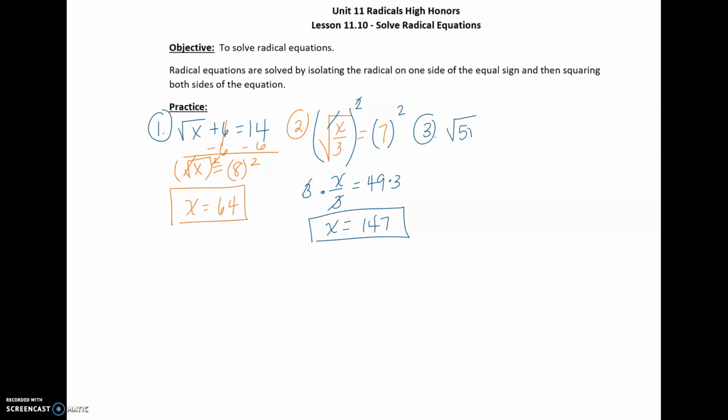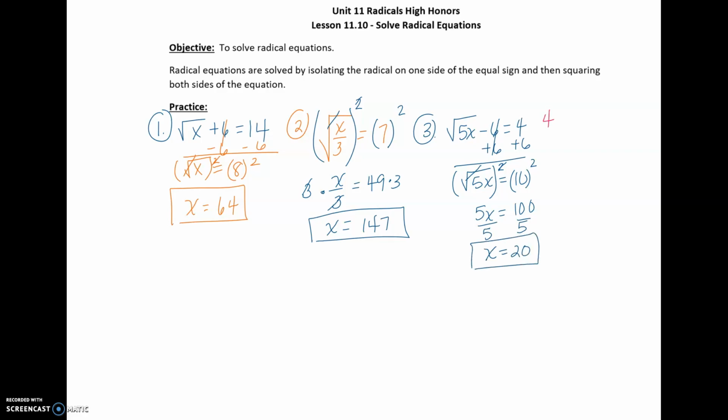The square root of 5x minus 6 equals 4. So to solve this, I need to isolate the radical on the left, and I'm going to add 6. And when I do, I'm left with the square root of 5x on the left and 10 on the right. To undo a radical that is the square root, I square it, and I get 5x equals 10 squared, or 100. When I divide by 5, I get x equals 20. So far, so good, hopefully.